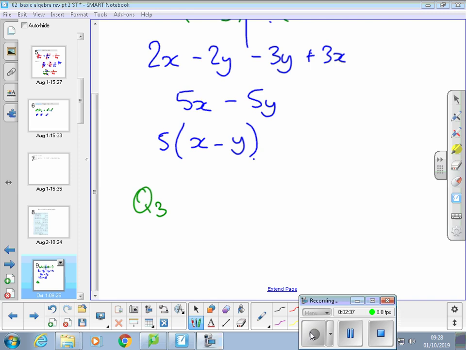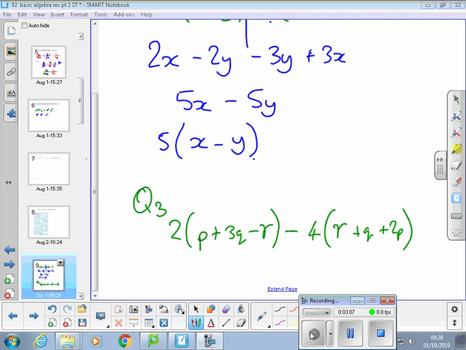Question 3. 2 brackets p plus 3q minus r, minus 4 brackets r plus q plus 2p, close the brackets, plus p.